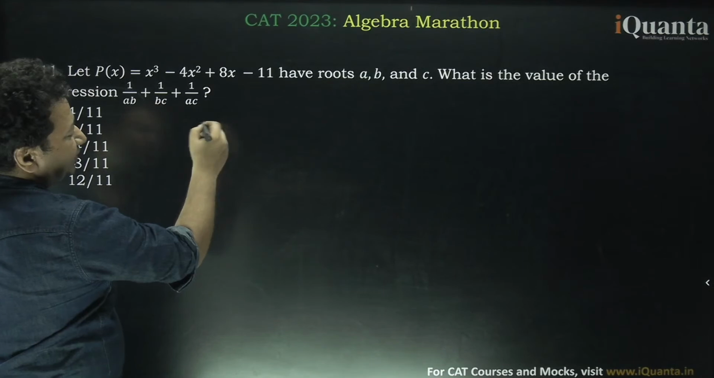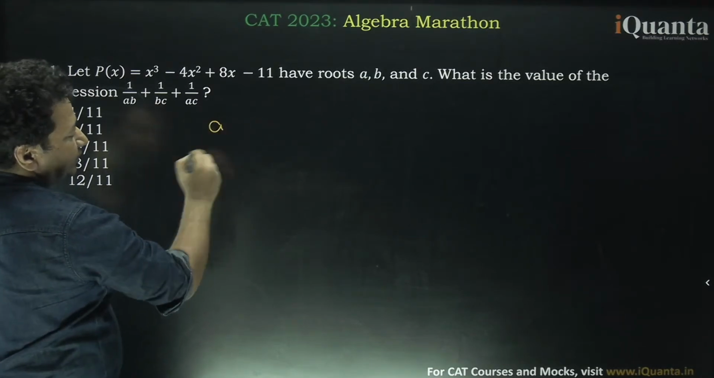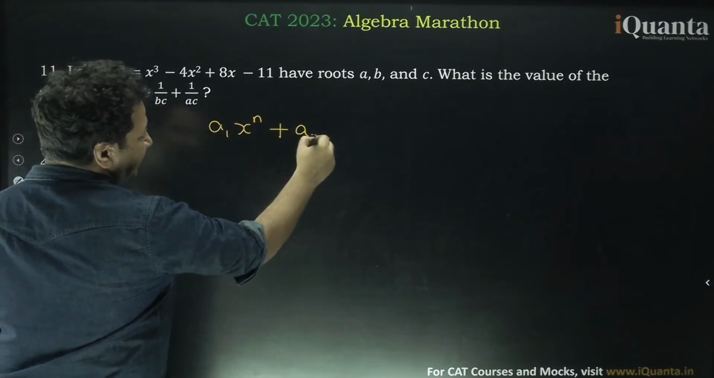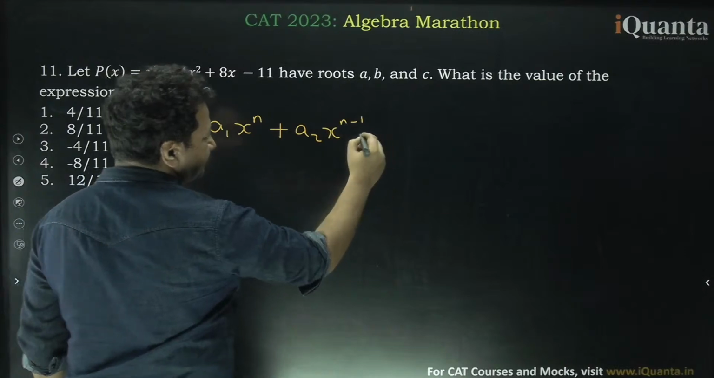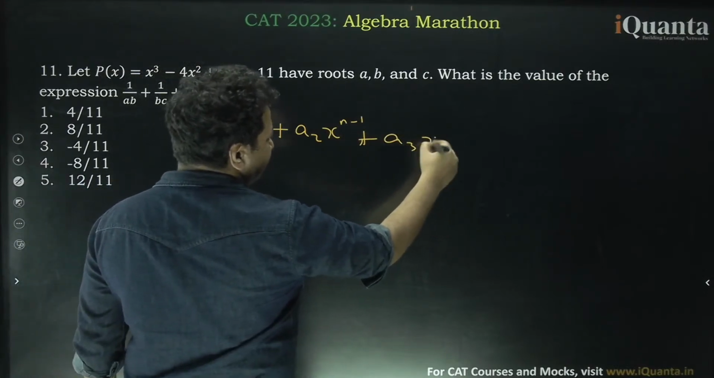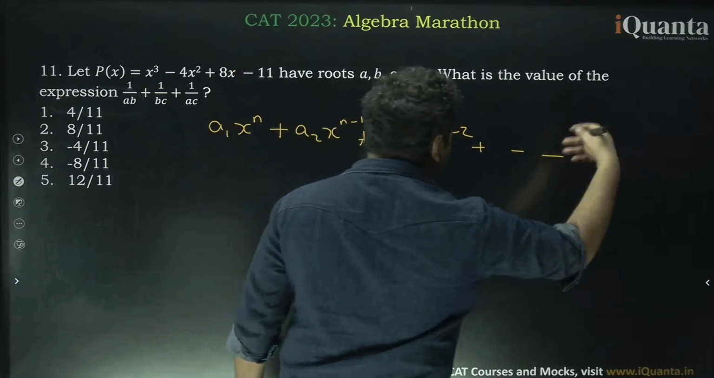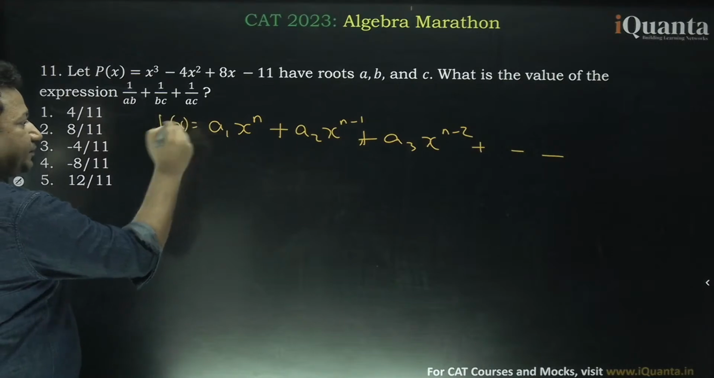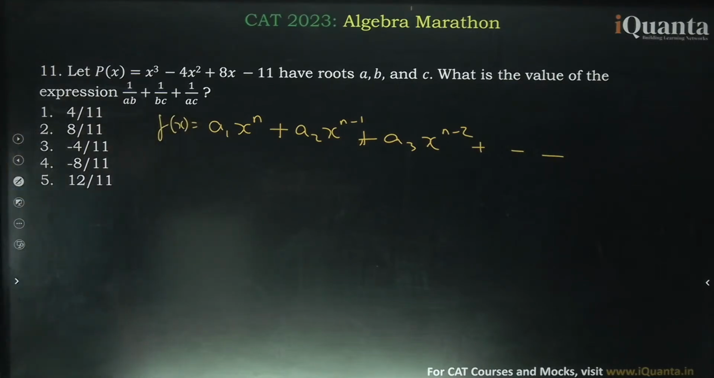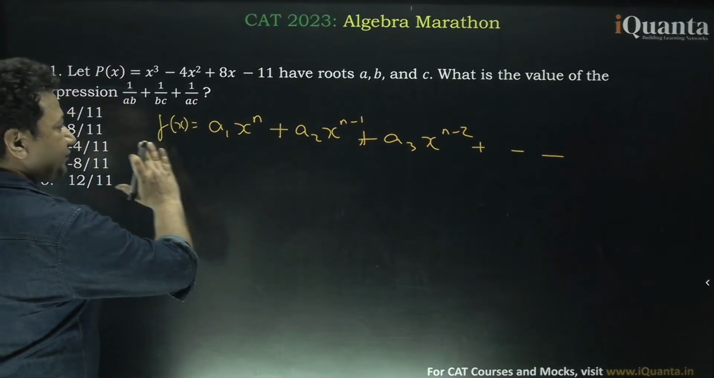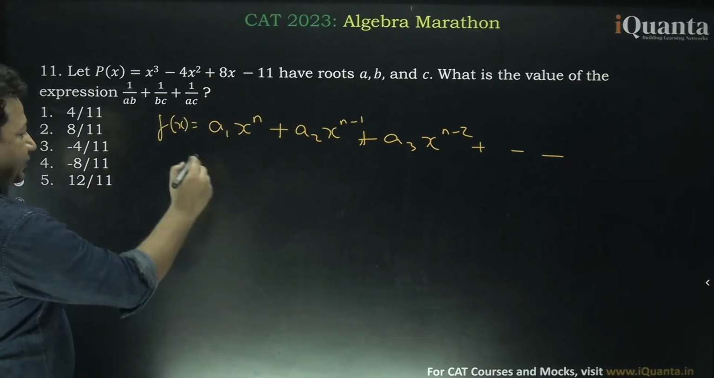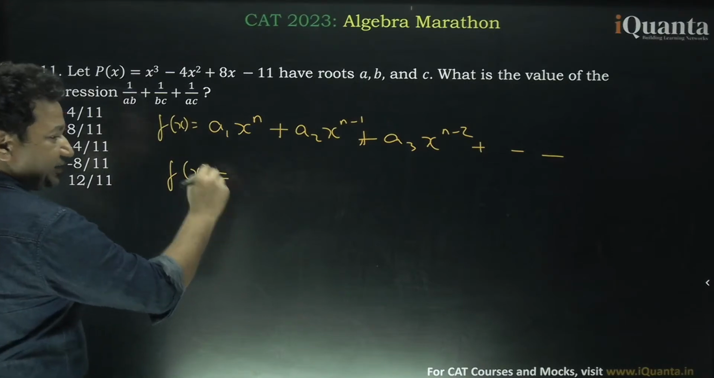So whenever we have a function like this, a1 x to the power n, a2 x to the power n minus 1, a3 x to the power n minus 2, and so on and so on. Then what happens? This is an expression, a function. It will be having some roots, some zeros. Okay, so when it is a quadratic function, let us take it one by one.